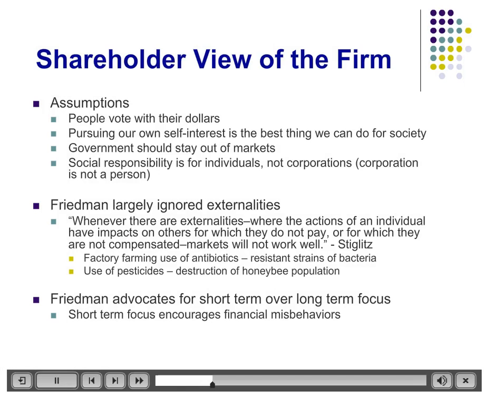So here are the basic assumptions of the shareholder view of the firm, the assumptions around Milton Friedman's ideals and how his ideals are interpreted. That people vote with their dollars, that pursuing our own self-interest is the best thing that we can do for society. Now, there's a difference between self-interest and greed. The assumption around the shareholder view is self-interest is okay, but when does self-interest become greed? And so I think that was some of the challenge that even Alan Greenspan had.